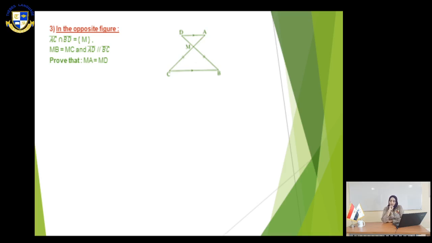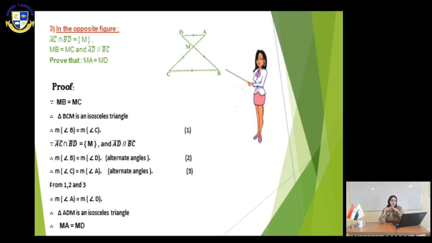As we see in our figure, we have two triangles. The first one, triangle MCB, has two sides that are equal, MB and MC. So the triangle MCB is an isosceles triangle. Look at the figure here. We have two sides that are parallel, AD and CB.